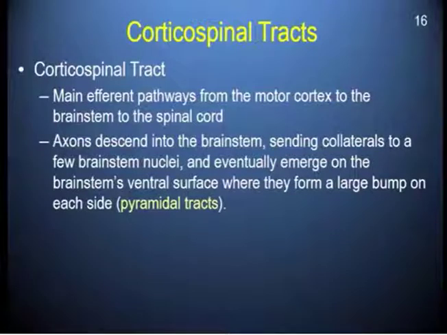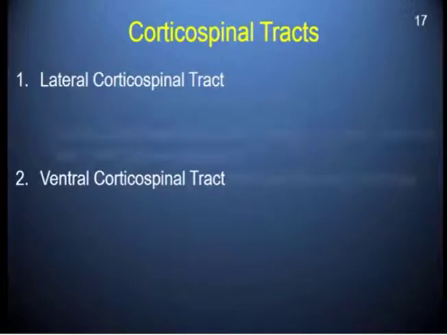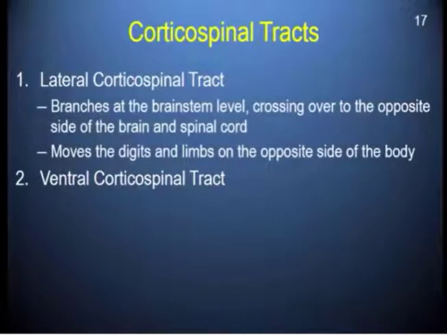This is the corticospinal tract. There is the lateral, and there's also the ventral. The lateral is responsible for controlling the digits in the extremities, so thinking about your legs and your hands and your arms. This is contralateral communication. So the right side of your brain controls your left hand, your left arm, and your left leg.